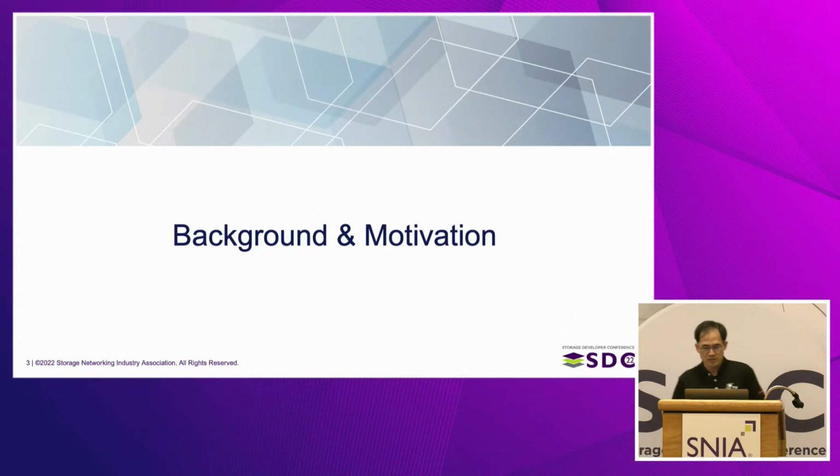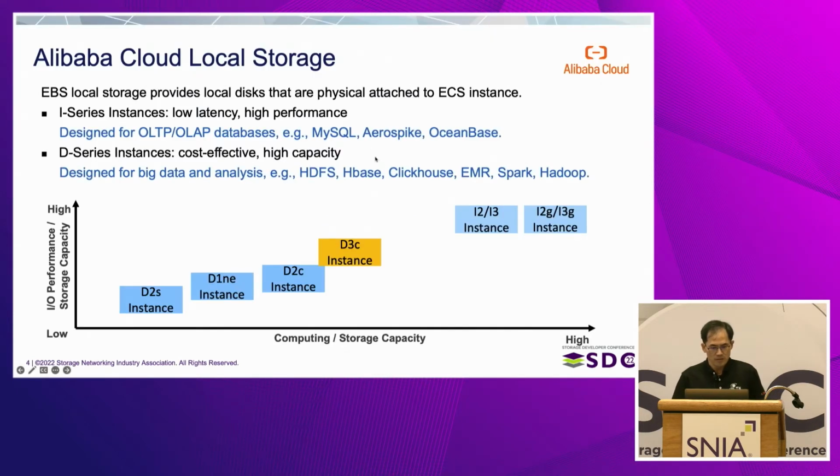Now let's start with some background and motivation. Let's first take a look at the Alibaba Cloud local storage products. Different from the Alibaba Cloud disks, in the local storage products the physical storage devices are directly attached to the physical servers where the elastic computing instance is running. There are two families of instances that come with local storage disks. The first one is the I-series. This instance is equipped with high performance local NVMe SSDs that deliver high I/O throughput and low latency.